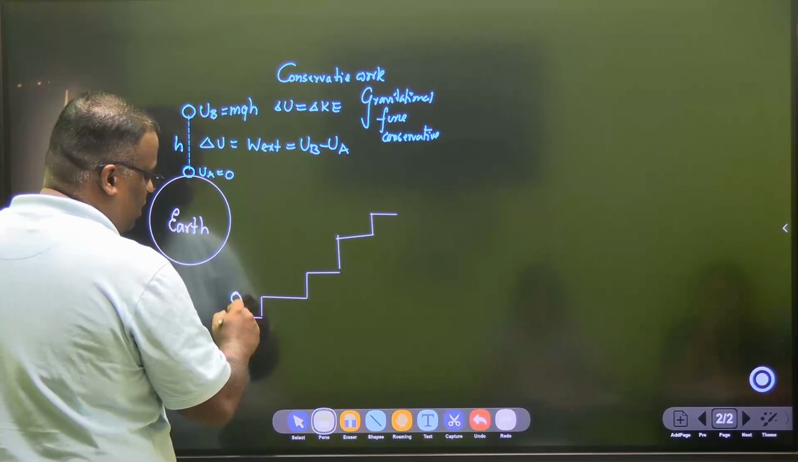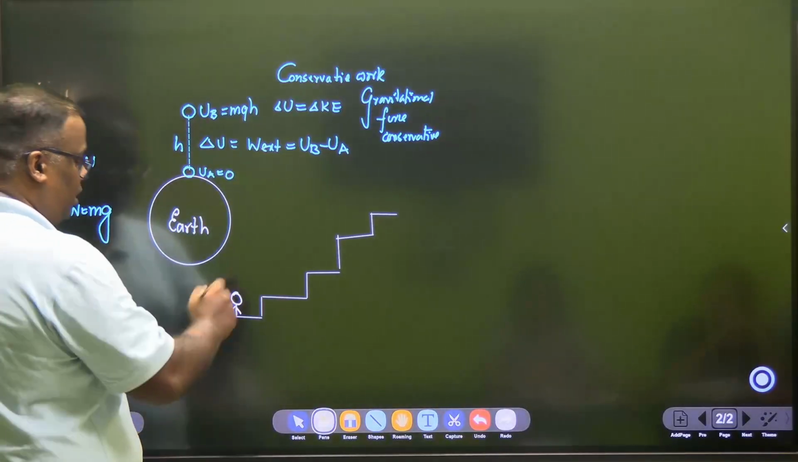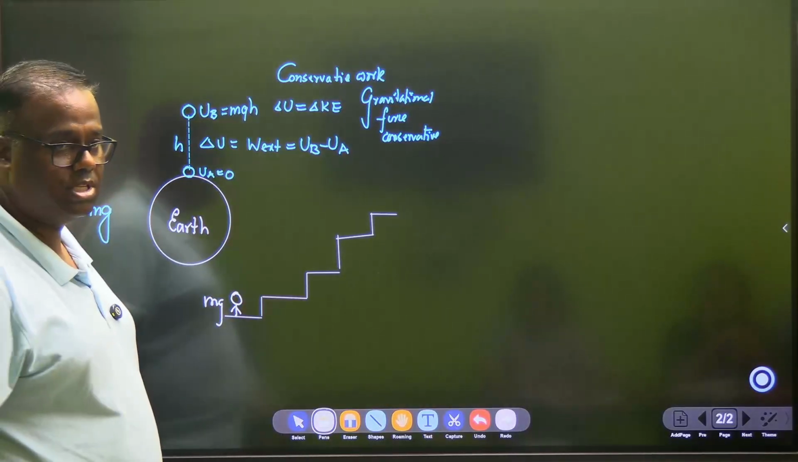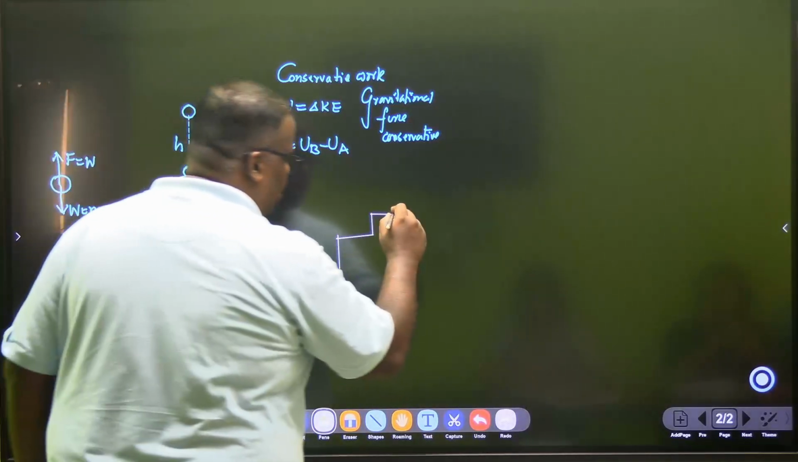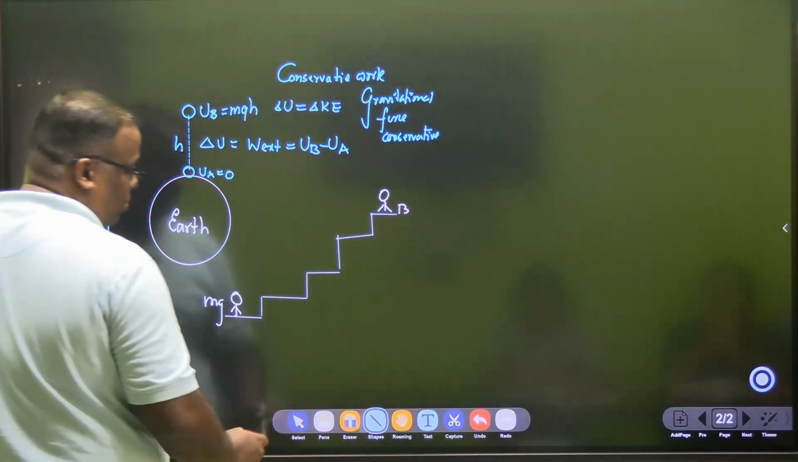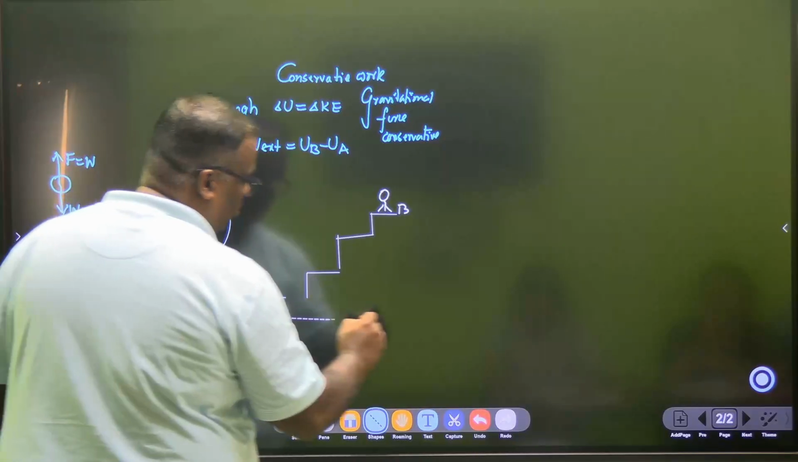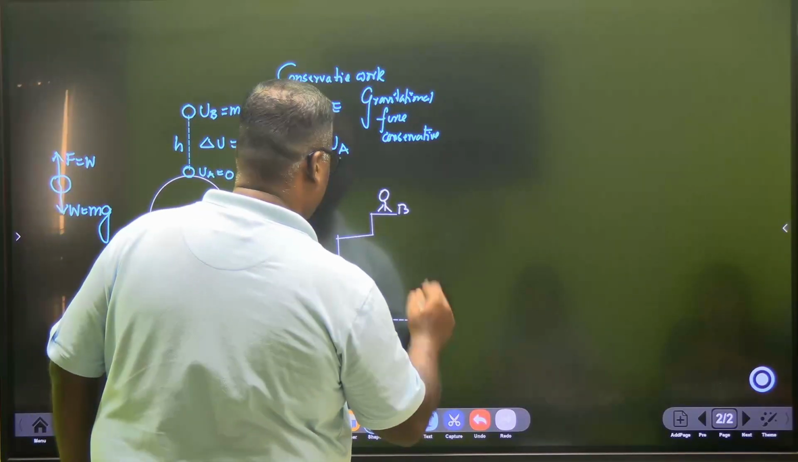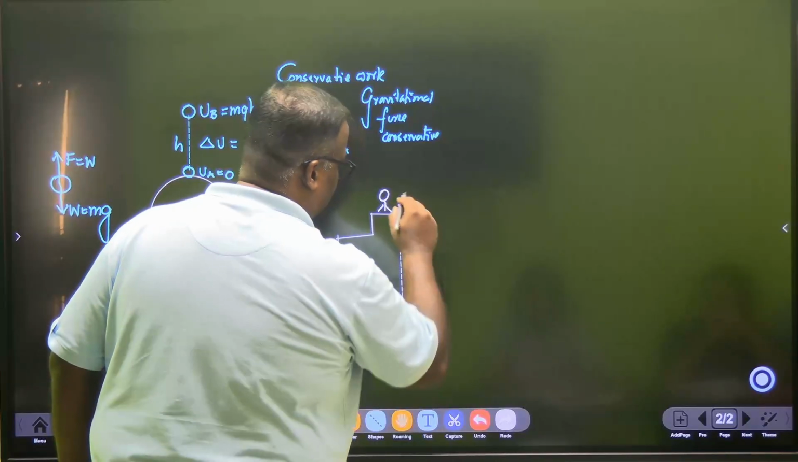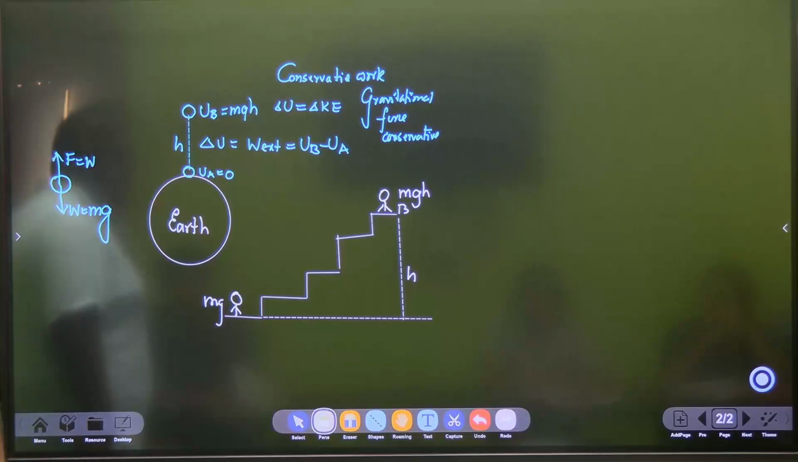The person was here. The person took the steps. The person has a weight, right? He has a weight, mg. The person took the steps, and the person reached spot B, right? When the person reached spot B, then again we see how much height the person actually gained. The person gained a height of h. His potential energy at this stage is mgh. How did he go? By the stairs.